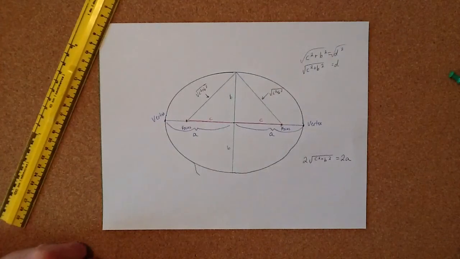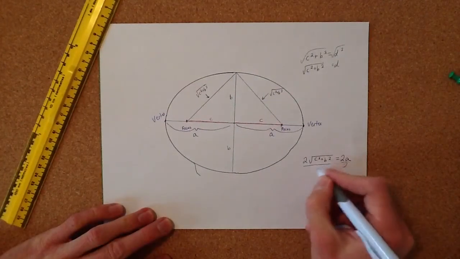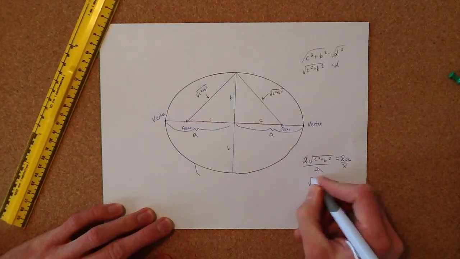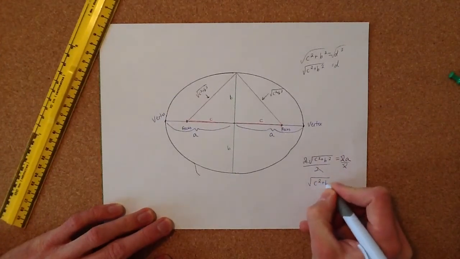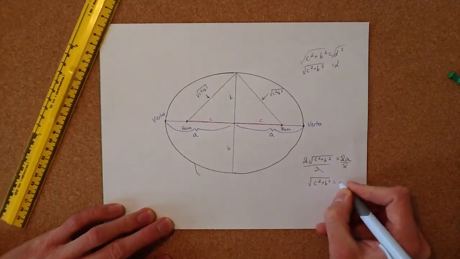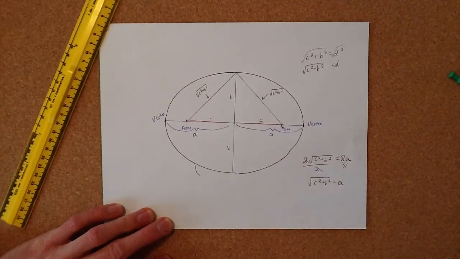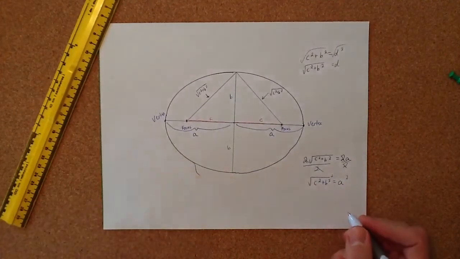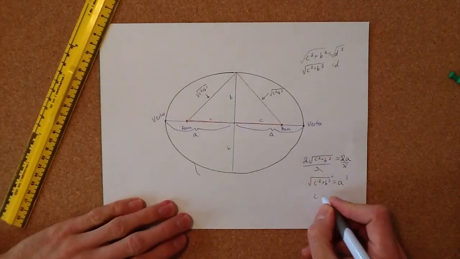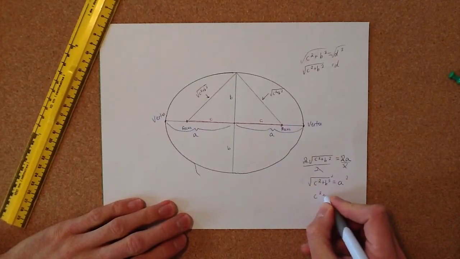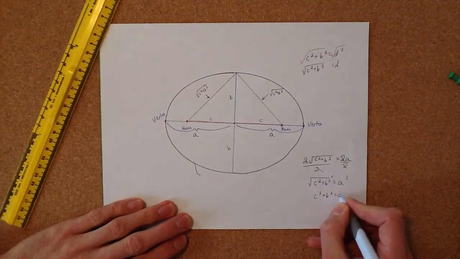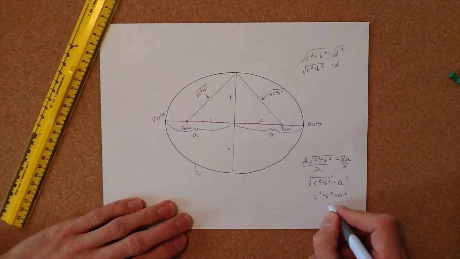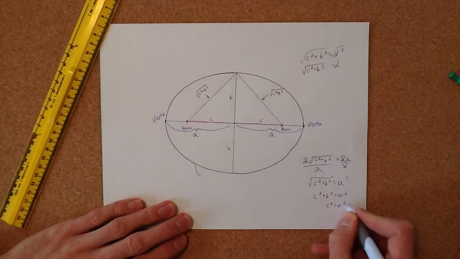Okay, let's solve. Let's divide by 2. The square root of C squared plus B squared equals A. And then we look at this and say, well, you know what, that square root's kind of making me angry, so let's square both sides. And C squared plus B squared equals A squared. Now let's go one more step with it. C squared equals A squared minus B squared.